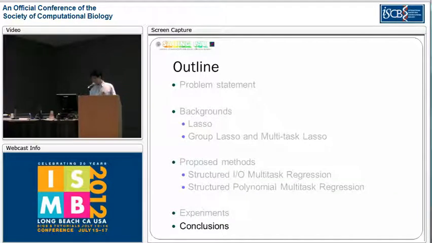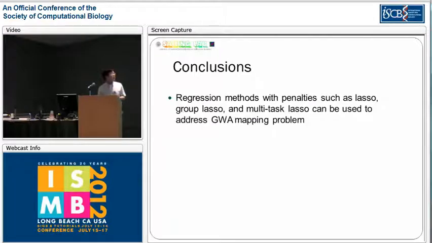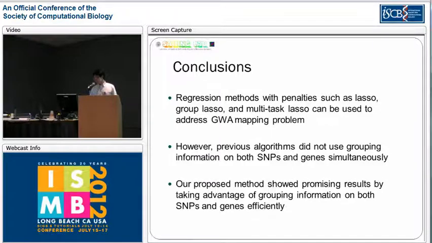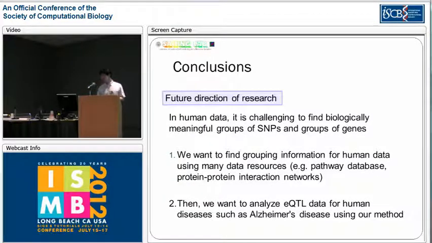To conclude, regression methods with penalties such as Lasso, group Lasso, and multitask Lasso can be used to address the GWAS mapping problem. However, previous algorithms did not use grouping information on both SNPs and genes simultaneously. Our proposed methods showed promising results by taking advantage of grouping information on both SNPs and genes efficiently. And this is the future direction of our research.